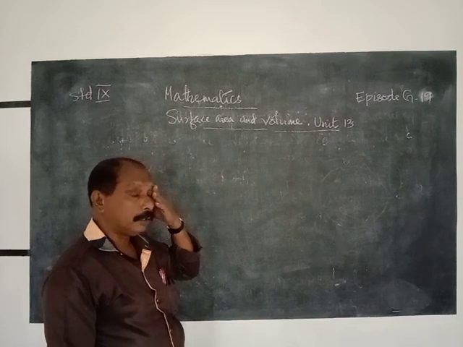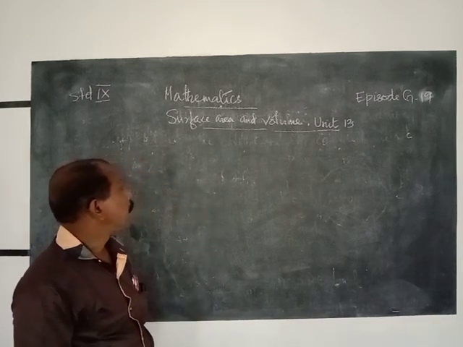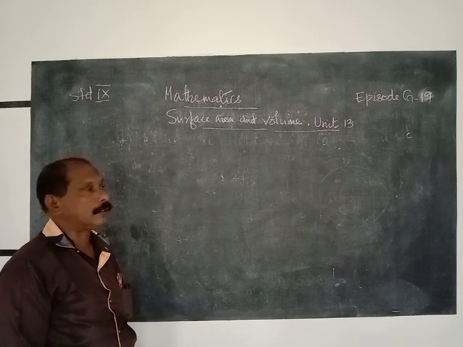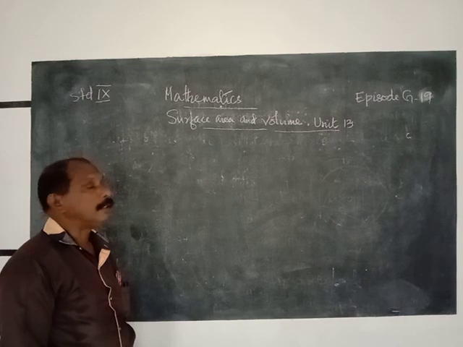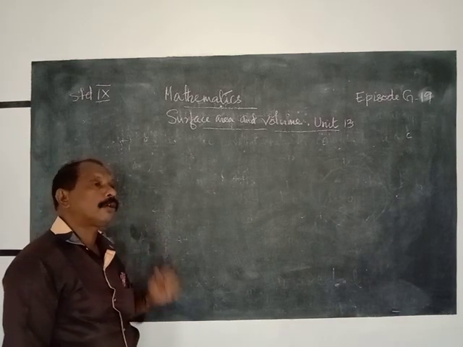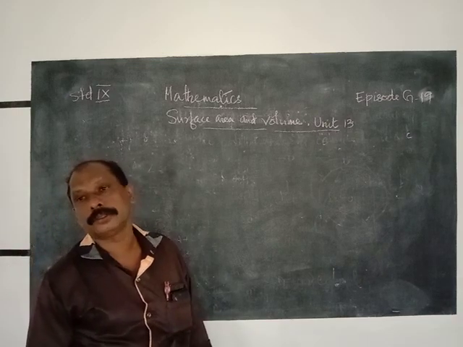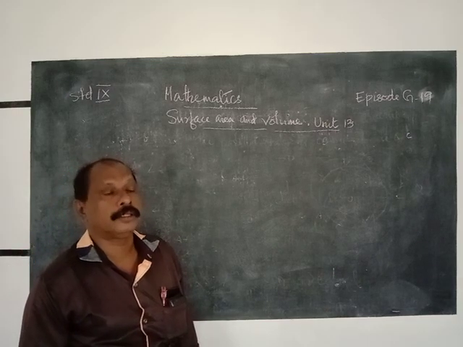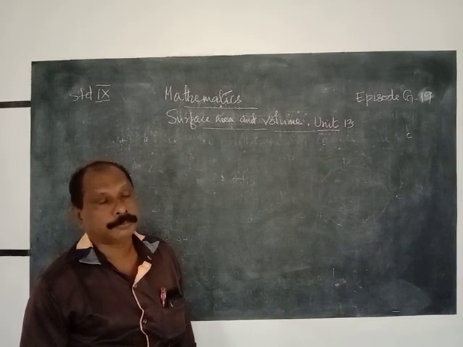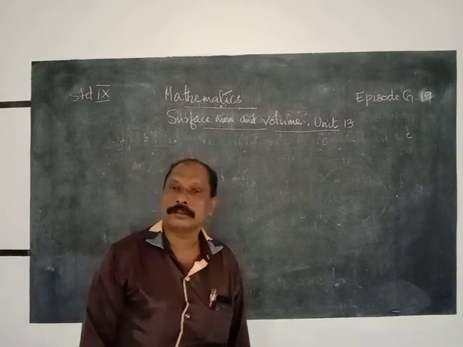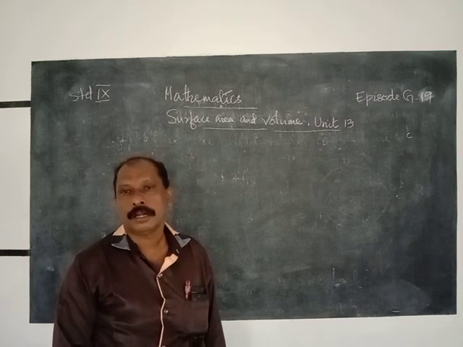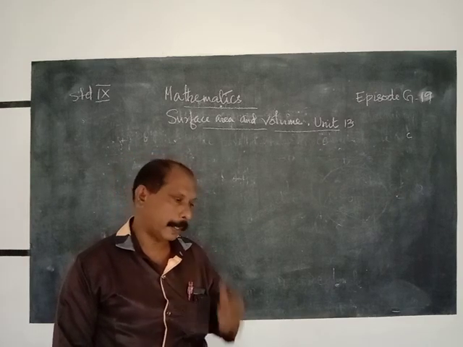In this episode, we discuss the chapter Surface Area and Volume, that is Unit 3, Chapter number 30. That is the 19th episode. Then there are five types of solids in this case. One is cuboid, second one is cube, third one is cylinder, fourth one is cone, and the fifth one is sphere.